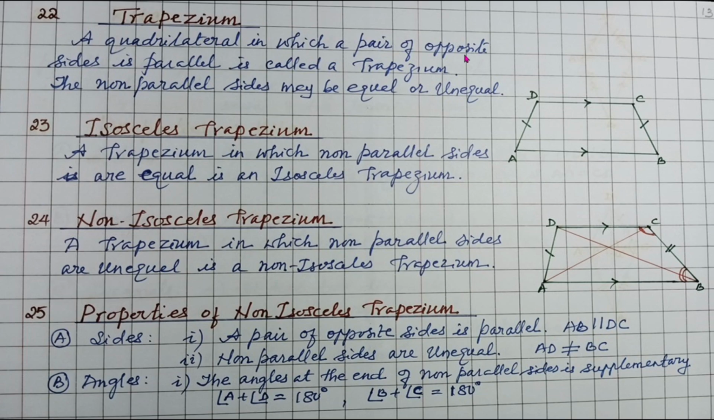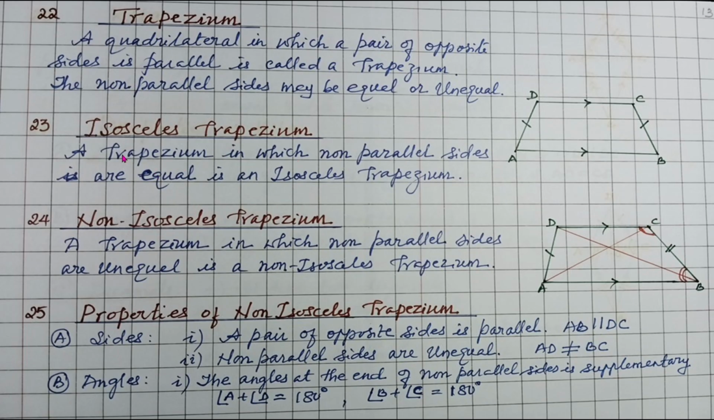Now a quadrilateral in which a pair of opposite sides is parallel is called a trapezium, and the non-parallel sides may be equal or unequal. Therefore, a trapezium is a quadrilateral with only one pair of opposite sides parallel, and the non-parallel sides are either equal or unequal. Now we have got 2 types of trapezium, that is isosceles trapezium and non-isosceles trapezium.